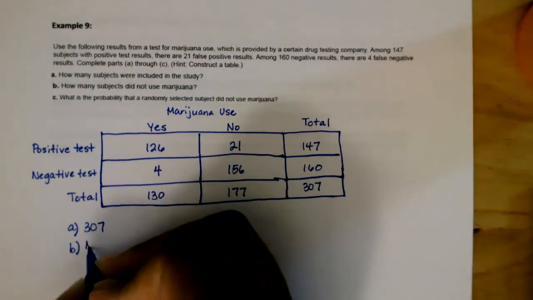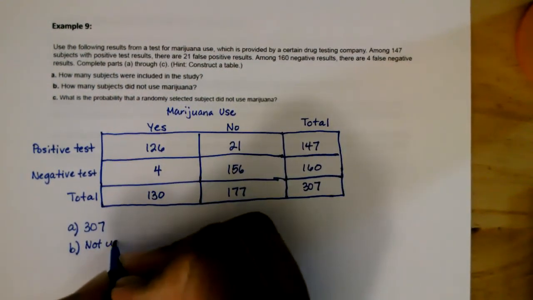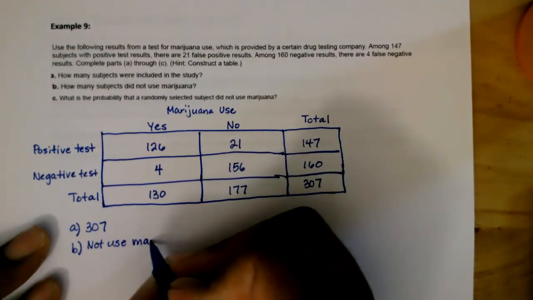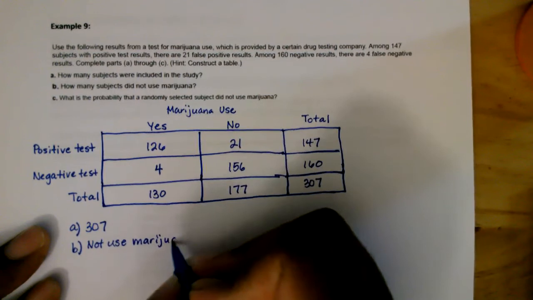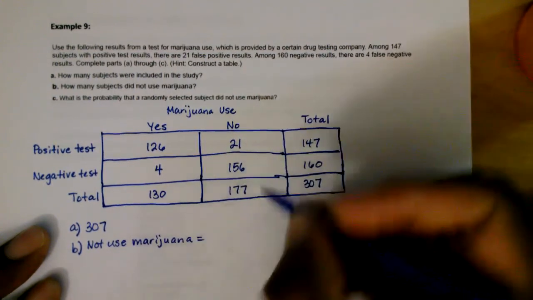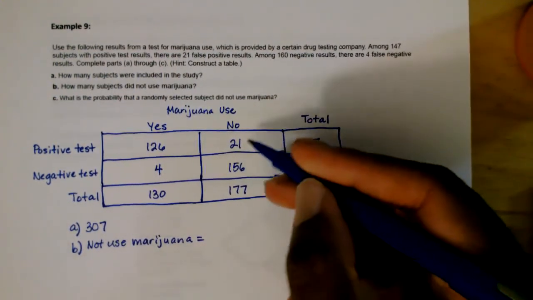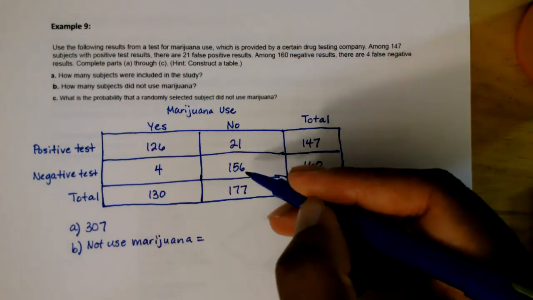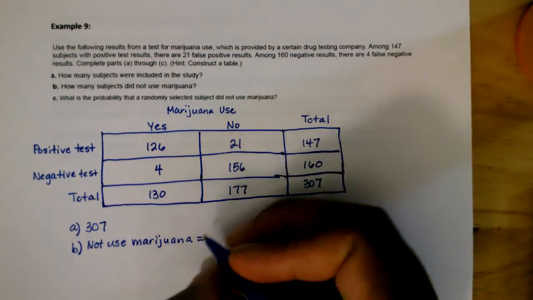Part B, how many subjects did not use marijuana? Now I'm going to say not use marijuana. Did not use marijuana. That's this column right here. 21 and 156 together, that would give you that 177.